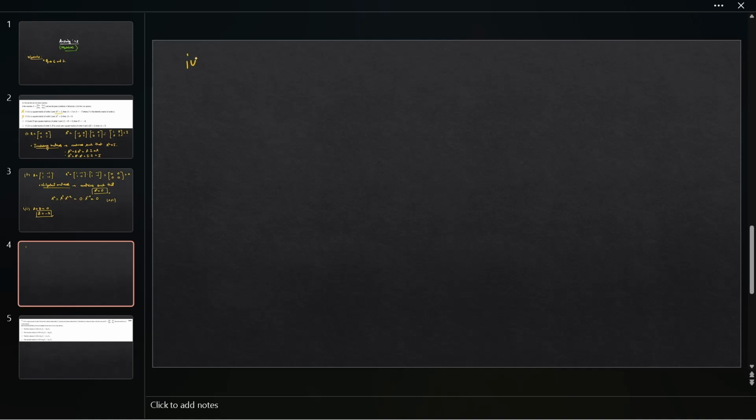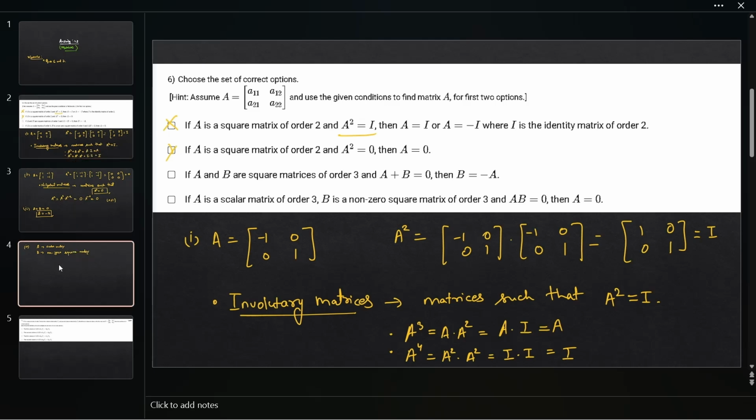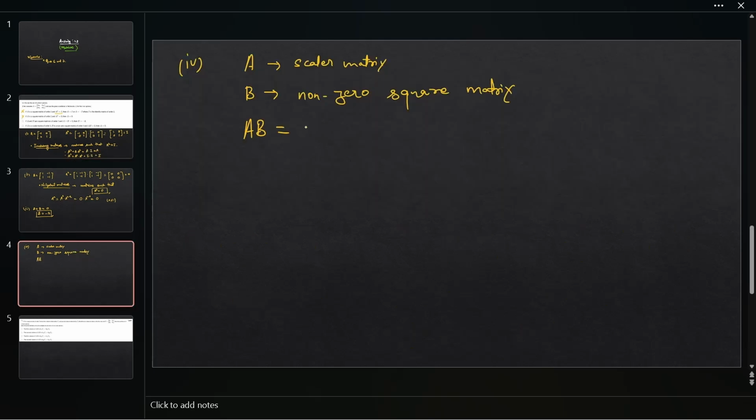The first information given to us in option 4 is that A is a scalar matrix. Then about B, we are given that B is a non-zero square matrix. And there is another piece of information: AB is equal to 0. Okay, so let's analyze all these one by one.